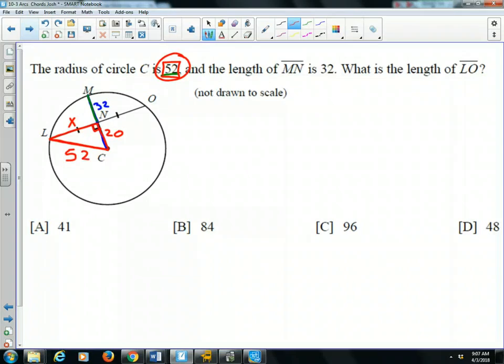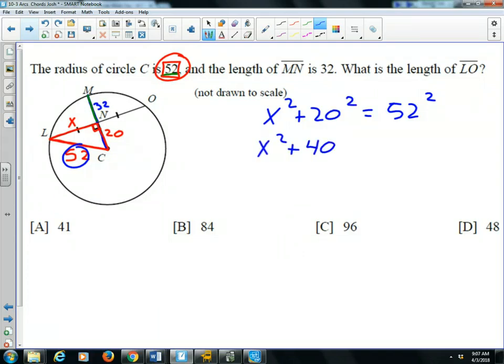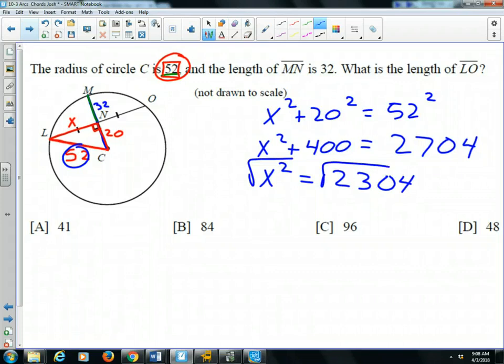Now I have another right triangle, right, everybody? I can solve using the Pythagorean theorem. So 52 is my hypotenuse. 52 goes on the right side by itself. My other two segments are x squared plus 20 squared. And let's solve for x. X squared plus 400, which is 20 times 20, equals 52 times 52, which is 2704. Subtract 400 from both sides, so x squared equals 2,304. Square root both sides. If you square root 2,304, you get x to equal 48.